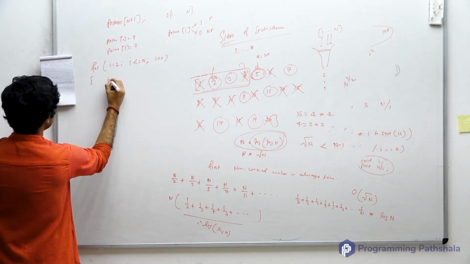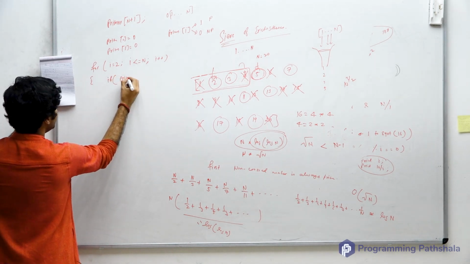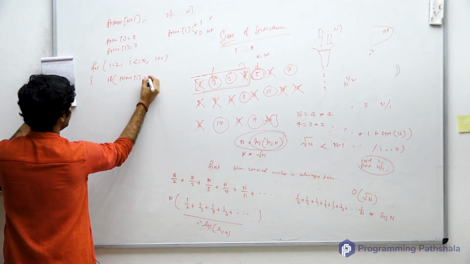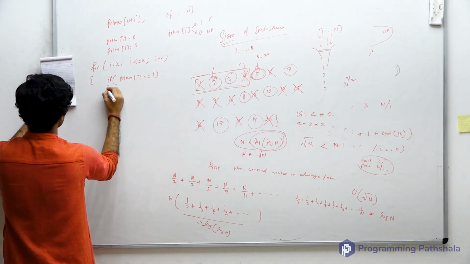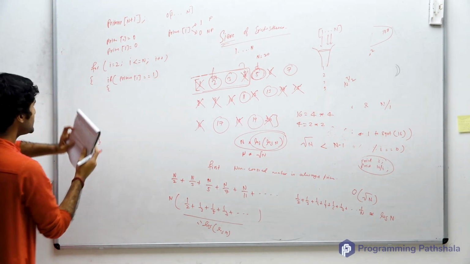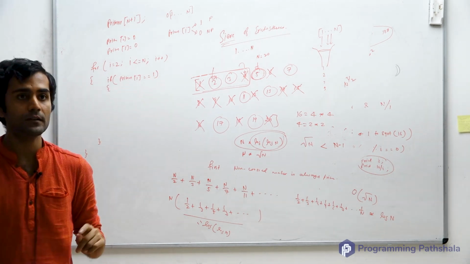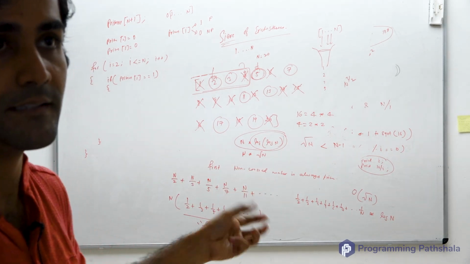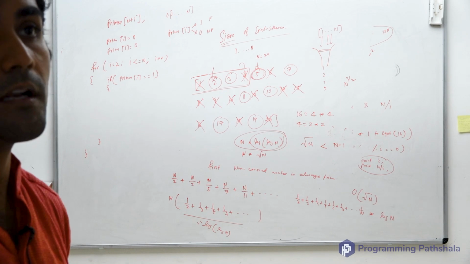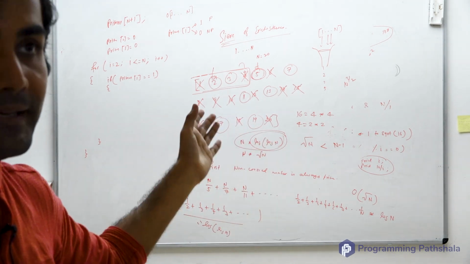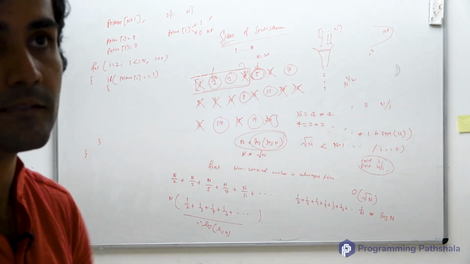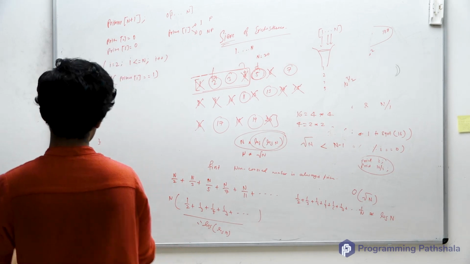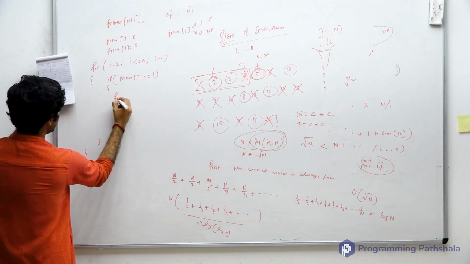So how do I check if the ith number is prime or not? By simply checking the value of primes of i. If primes of i is 1, what does it mean? It means that the ith number is a prime number. Now if the ith number is prime, then I need to cut all its multiples. So how do I do that? I will start with its second multiple.